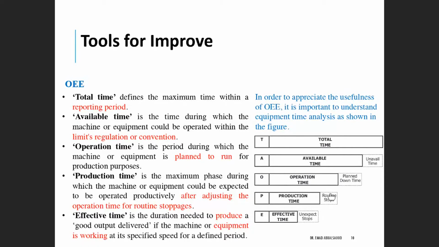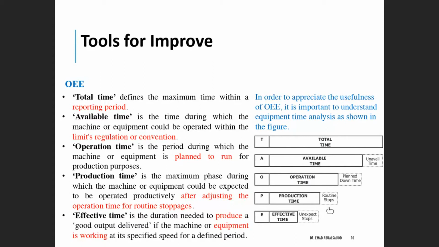the setup time we have talked about in the previous tool. This is also considered to be routine stops. It has to be done during the operation time. So when you remove them, you get the production time. So the production time is when you remove the routine stops from the operation time.